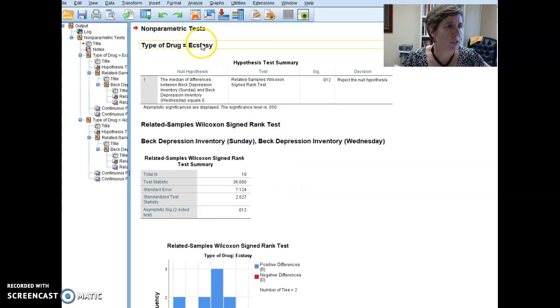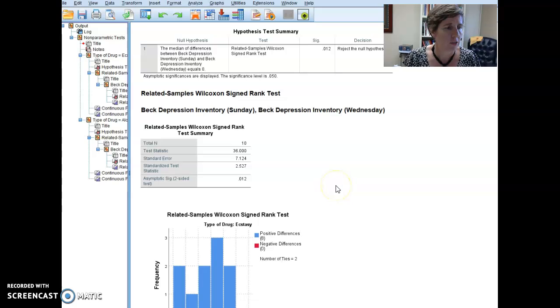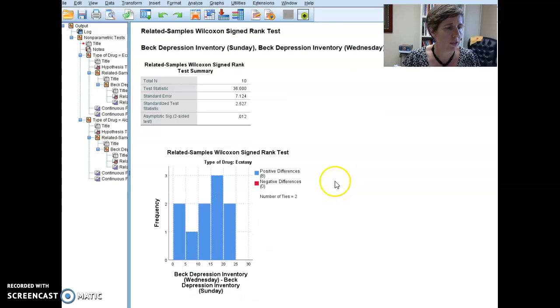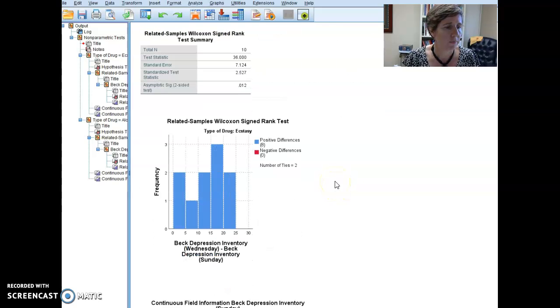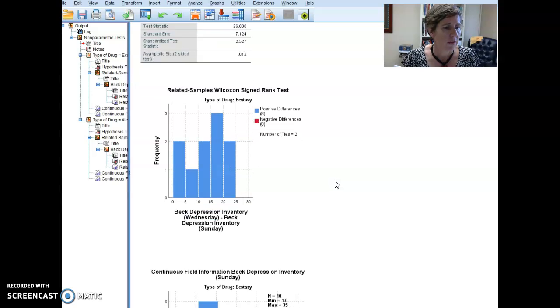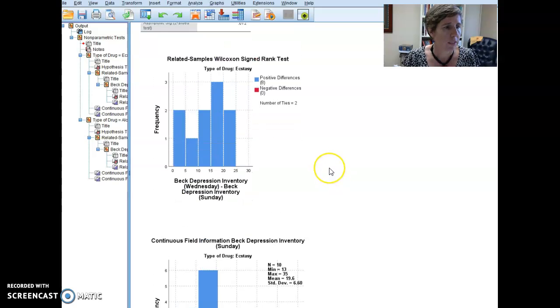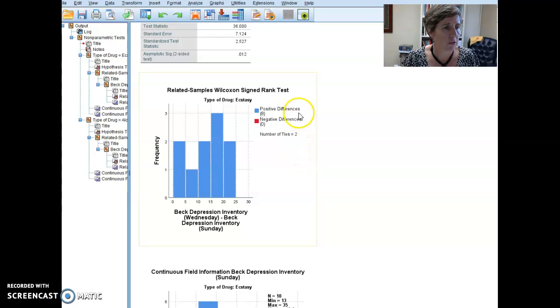Okay, so the very first one is looking at the drug ecstasy. It's telling us that there is a significant difference in the rankings of depression in the ecstasy group between Sunday and Wednesday. If I go down here and look at my graph, it is ultimately going to tell me that there are more positive differences, so there are higher ranks than there are lower ranks.